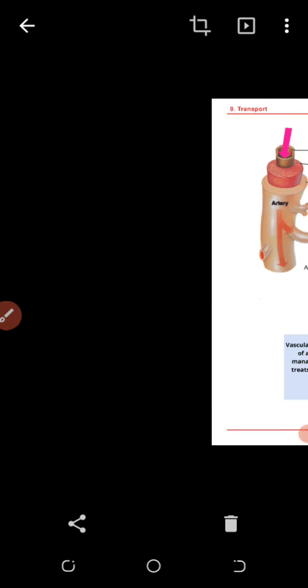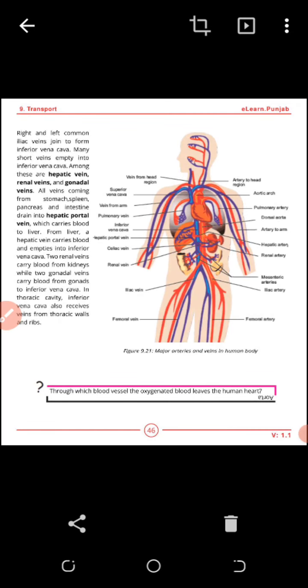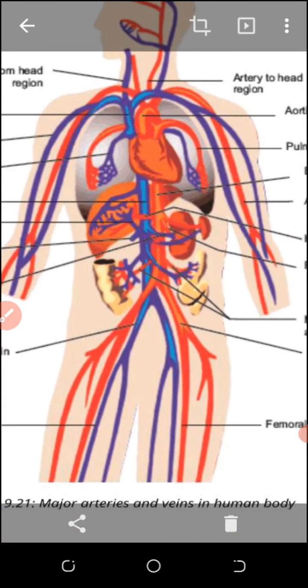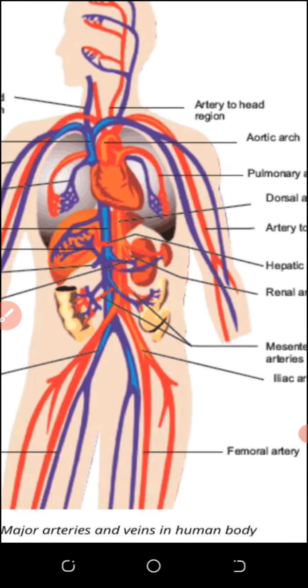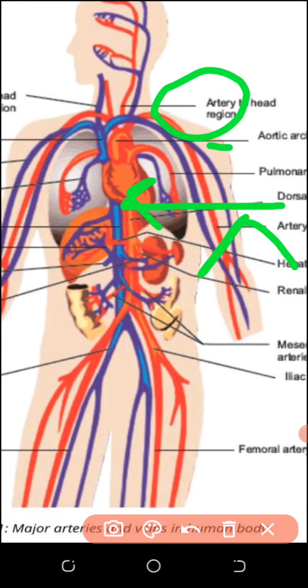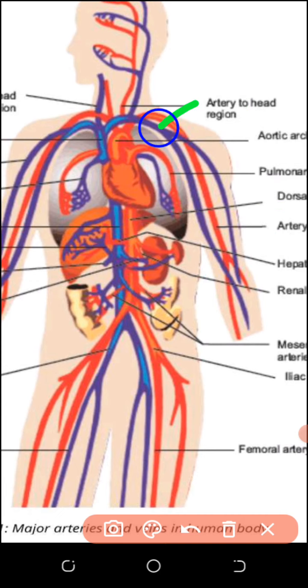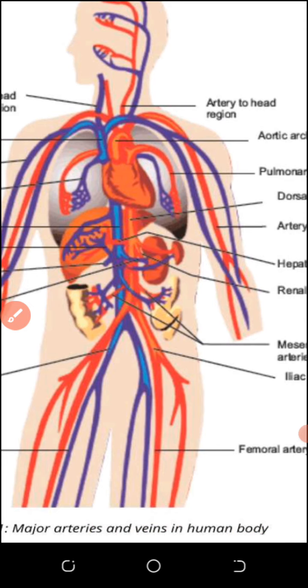And heart attack: the coronary artery supplies the blood to the heart. When the coronary artery is blocked by a clot, and a clot is normally called a thrombus, this is called heart attack, also called myocardial infarction, due to cholesterol deposition, or due to some other reasons also.